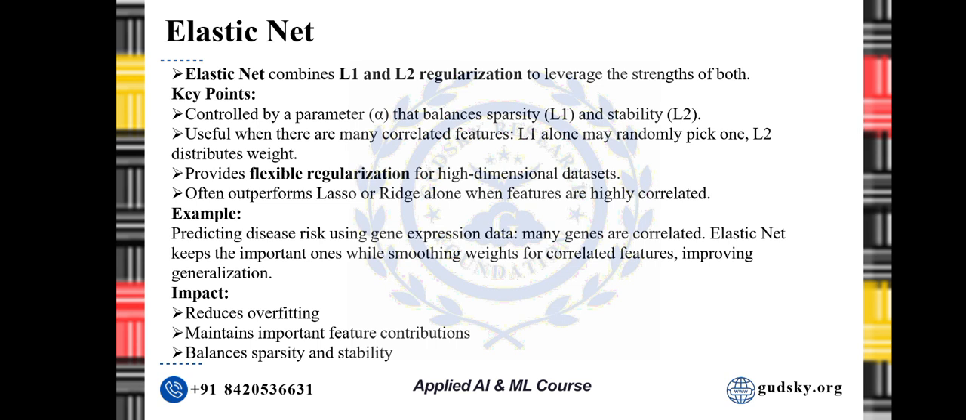L1 alone might randomly pick one and ignore the others. L2 spreads weight among them. Elastic net combines both behaviors for a balanced result.